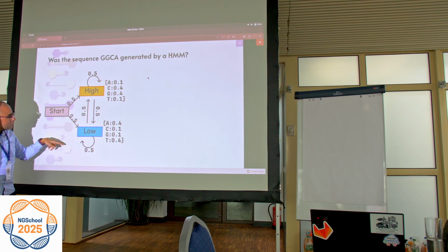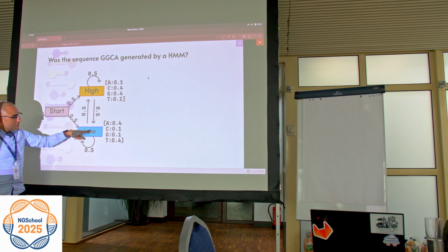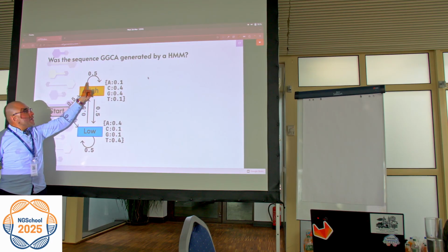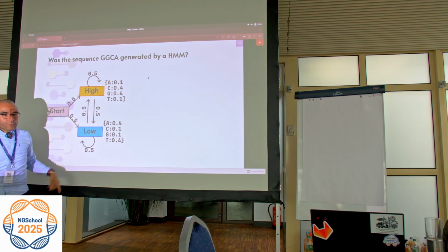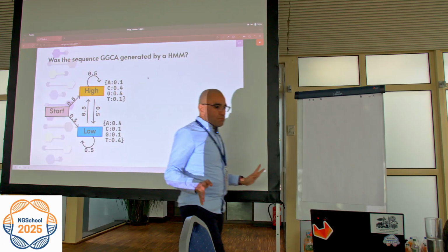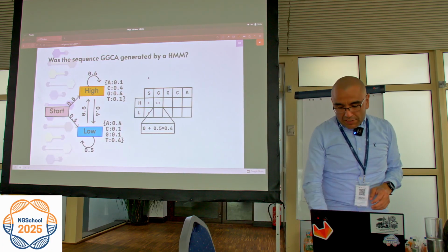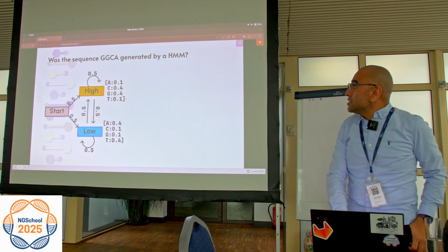And so we have the same transition probabilities for being in low GC and remaining in that state, or changing to high, or being in high and remaining in high, or being in high and changing to low. Now, that's our basic model, but let's challenge it with a sequence. In this case, we have a toy sequence called GGCA.